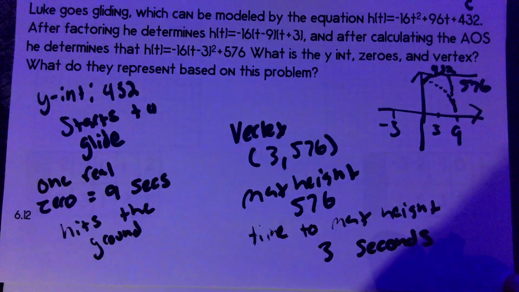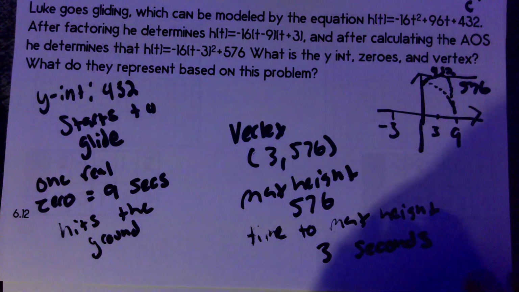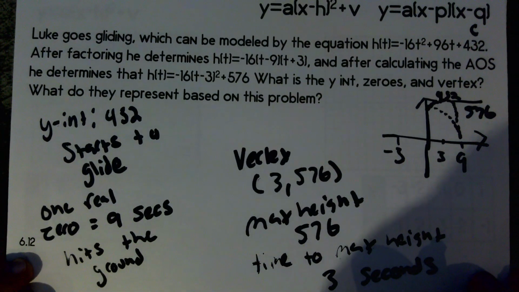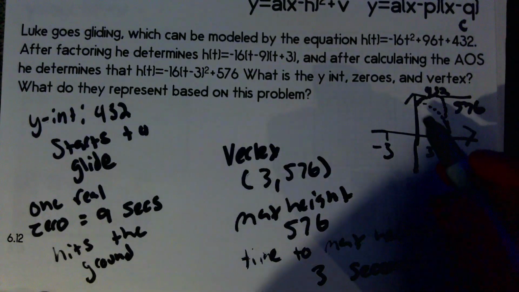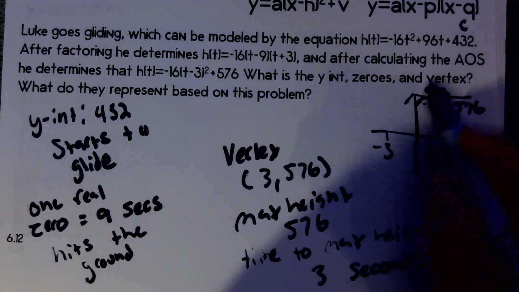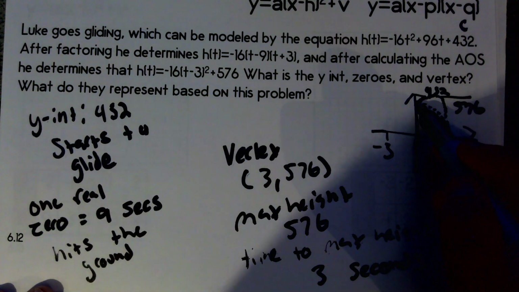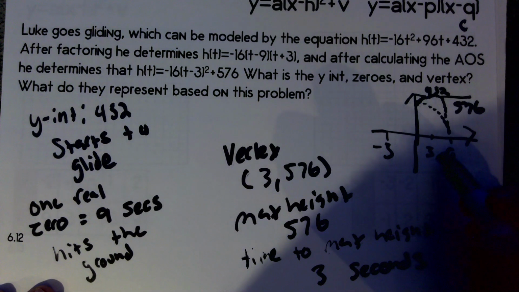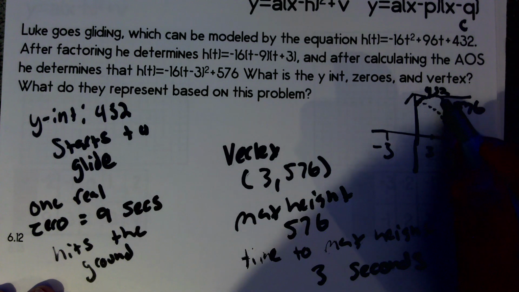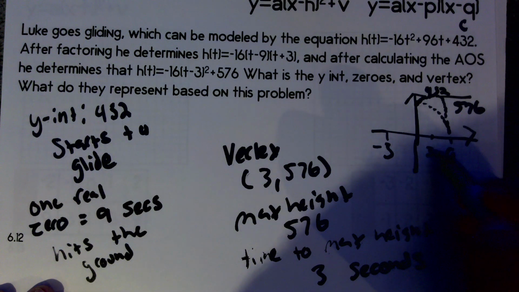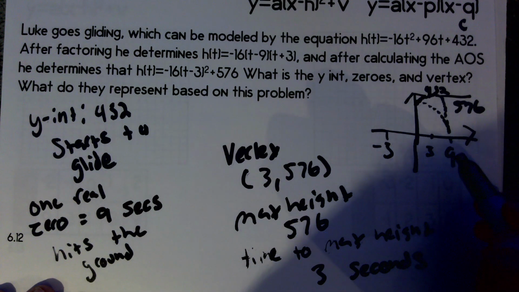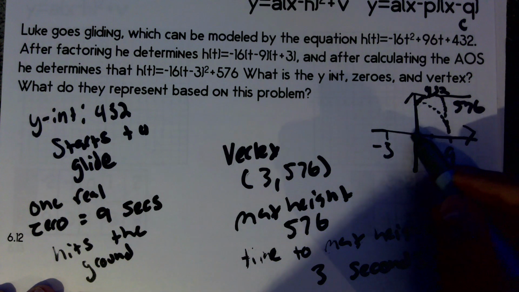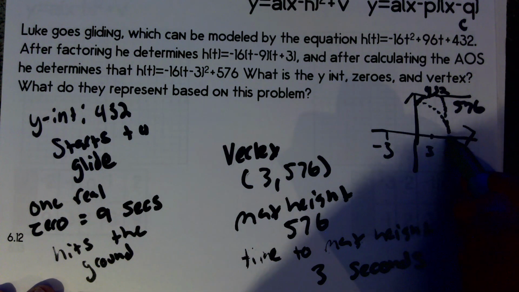So that's a lot of information that we can explain, and we can really understand what Luke did here. So he was at 432 feet. He glided off. He increased in height until he got to 576, and that took him 3 seconds to do that. And then he started descending. So 6 seconds later, he hits the ground at 9 seconds. And obviously, the height of the ground is 0 feet.